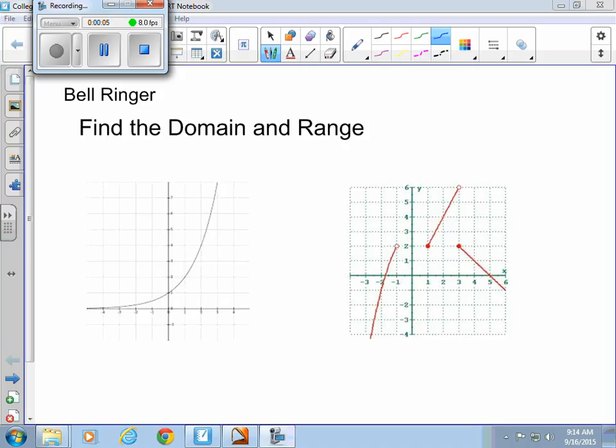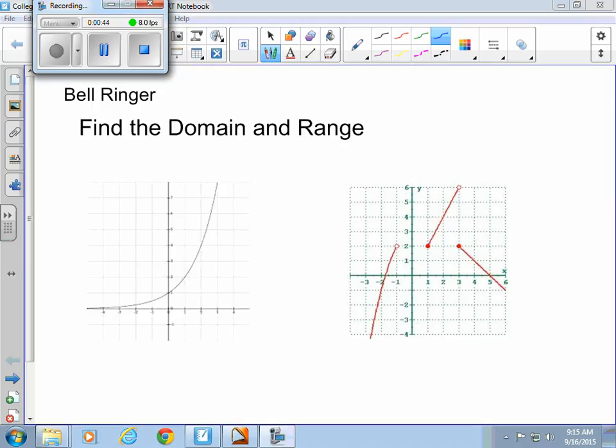Domain is what? The x values, and range is the y values. So I want to know what all of the x values on this graph have. Well, that's why we learned some new notations in the last couple of days, because do you really want to list every x value on that graph? No. So we need to use some kind of notation. Probably interval notation. That's probably going to be our best bet. We could use set notation, but it would probably end up being harder to write set notation.